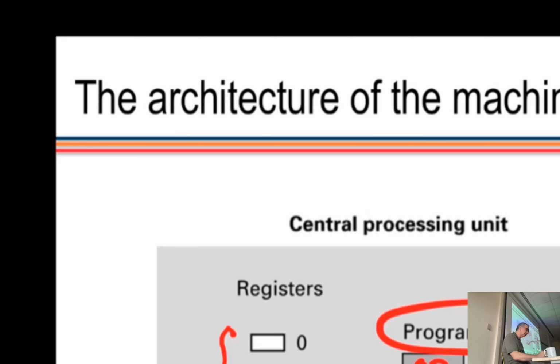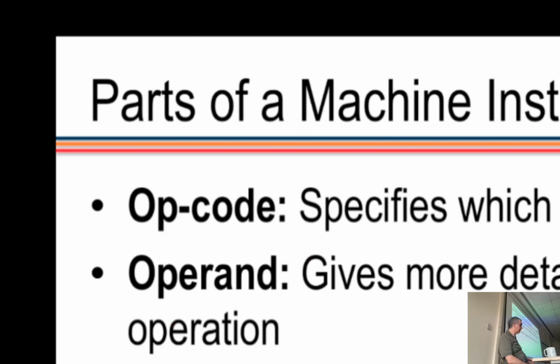This part, the what-to-do part, was the opcode. The rest was the operand. Add 2. So 2 is the data, add is the instruction. Or add memory location 57. So memory location 57 is the operand. Add is the opcode. So in a machine instruction, usually the first part is the opcode, the second part is the operand. There are various forms, but generally this is opcode and operand.